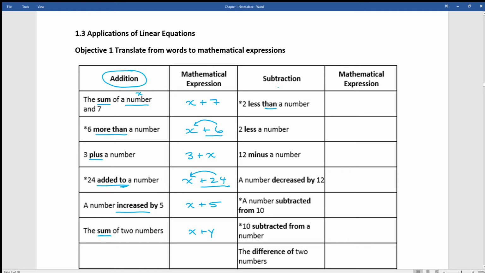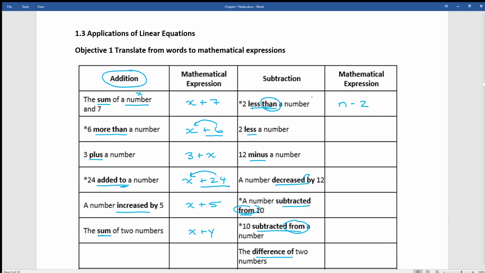Words that signify subtraction are less than, just less, minus, decreased by, subtracted from, and then the difference of. So again, the only thing you're looking for is anything that's an action word. So that less than or that decreased, well, decreased by wouldn't work, but subtracted from. The than and the from are the key words that order is going to be a little bit different. So this one, when it says 2 less than a number, it's a number less 2.